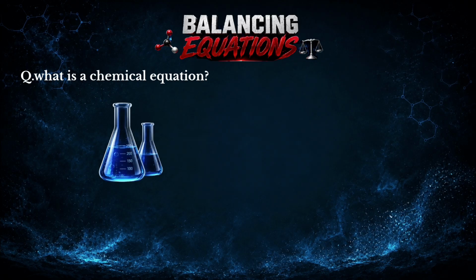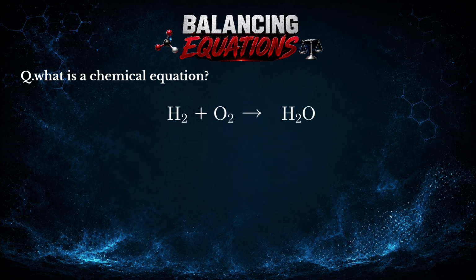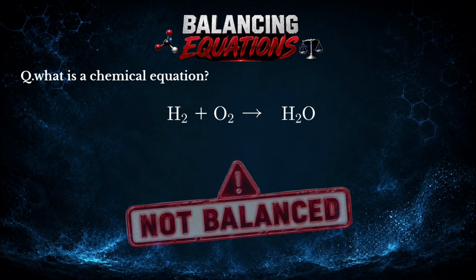A chemical equation shows a chemical reaction. The substances we start with are called reactants, and the substances formed are called products. For example, hydrogen plus oxygen reacts to form water. At first glance, this equation looks fine, but it isn't balanced.